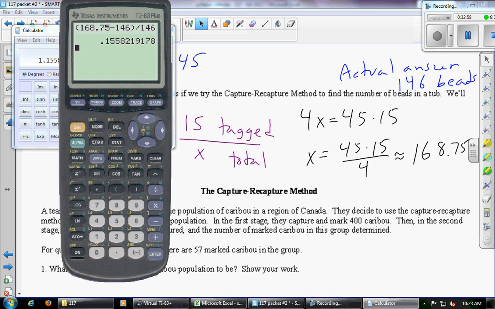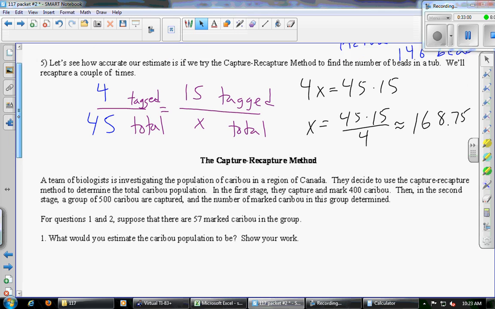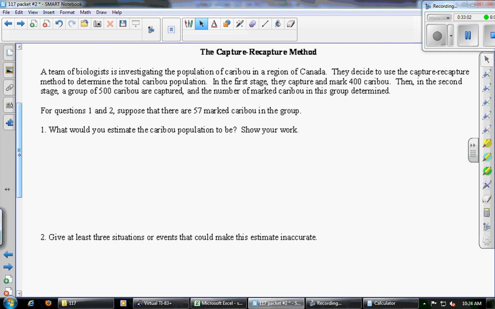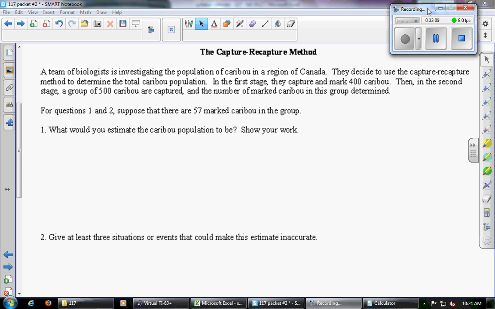All right, what you guys are going to do is write down here this capture recapture method example about caribou. So give it a shot. Yeah, let's get those beads back.